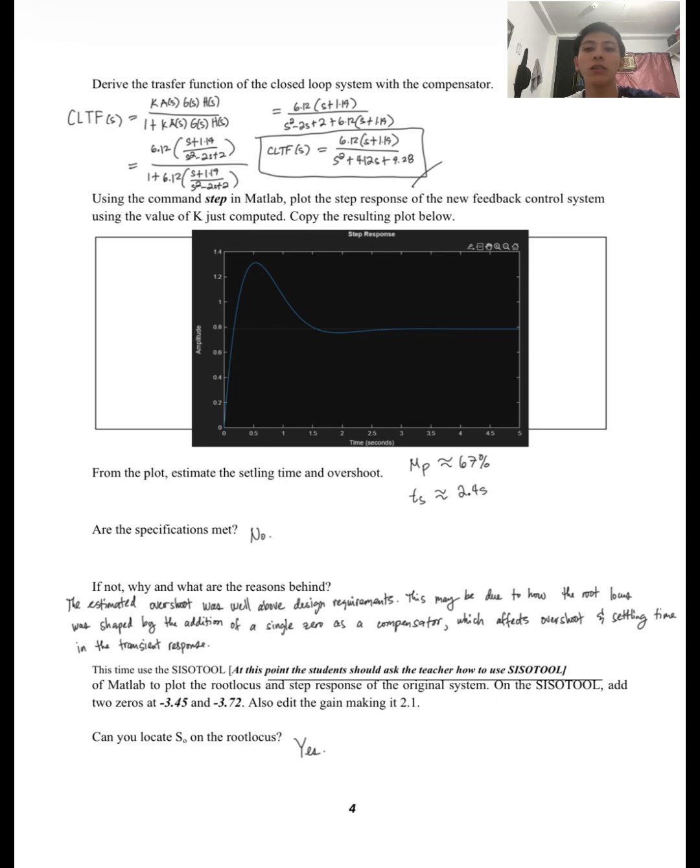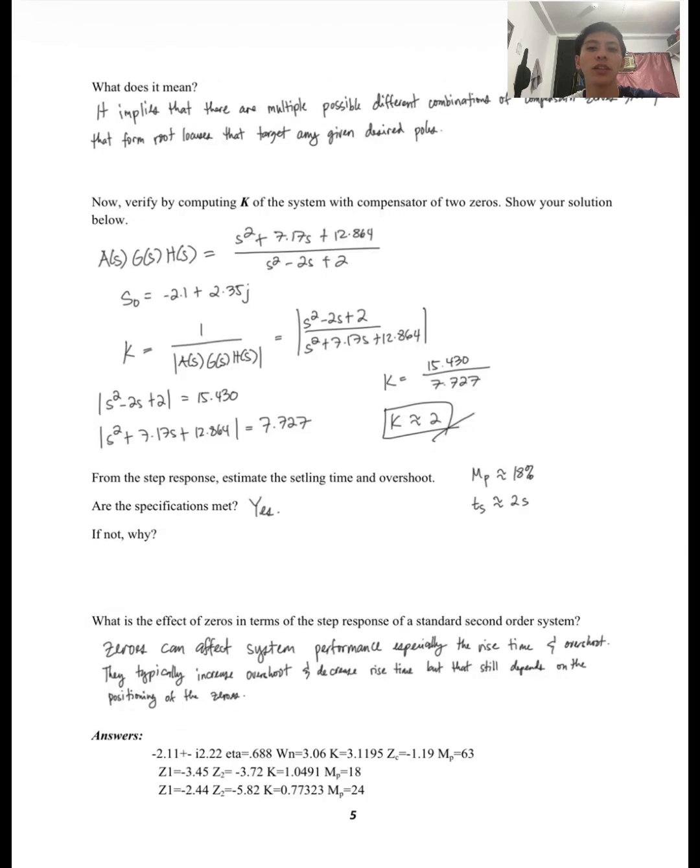This part of the experiment showed how compensators can shape the response of the system and help meet the required specifications. And finally, the report summarizes the computed values such as damping ratio, natural frequency, gain K, and overshoot percentages. The experiment concludes by discussing the effect of zeros on the step response of a standard second-order system.